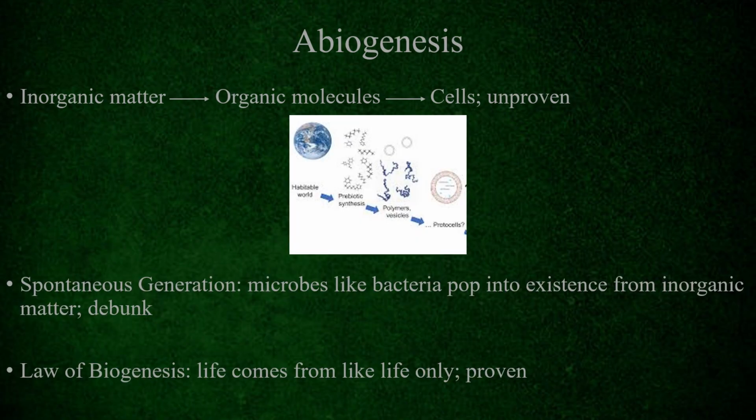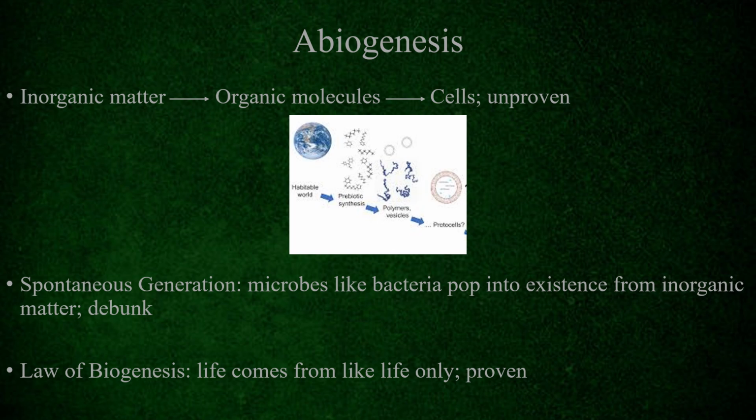Abiogenesis is the claim that inorganic matter evolved into organic molecules that then evolved into cells. And of course, this is unproven, and is heavily related to a theory known as spontaneous generation, which says that microbes like bacteria can just pop into existence from inorganic matter. This has been debunked on many occasions.